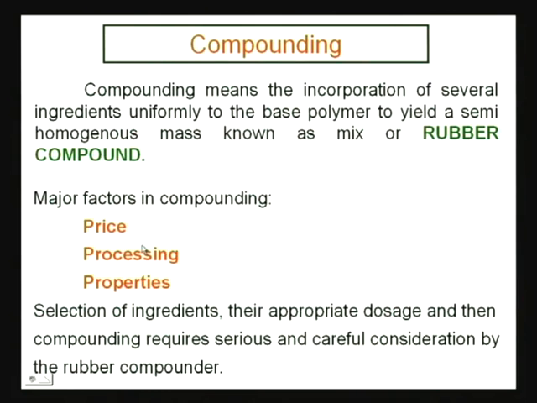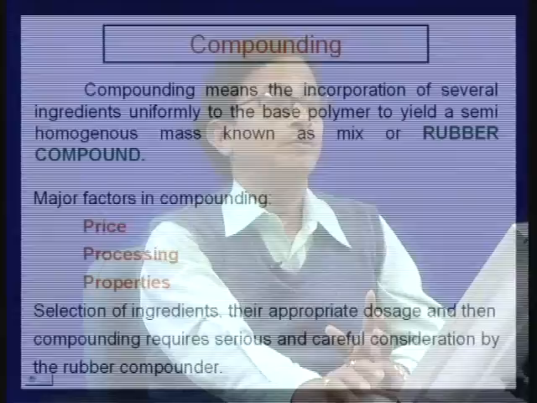Now we have some idea of the general ingredients used in a rubber product. Now we have to make a compound. You know the concept of a compound: a compound forms by linking atoms of elements to form a new product, a chemical compound. A rubber compound is a mixture of chemical compounds.